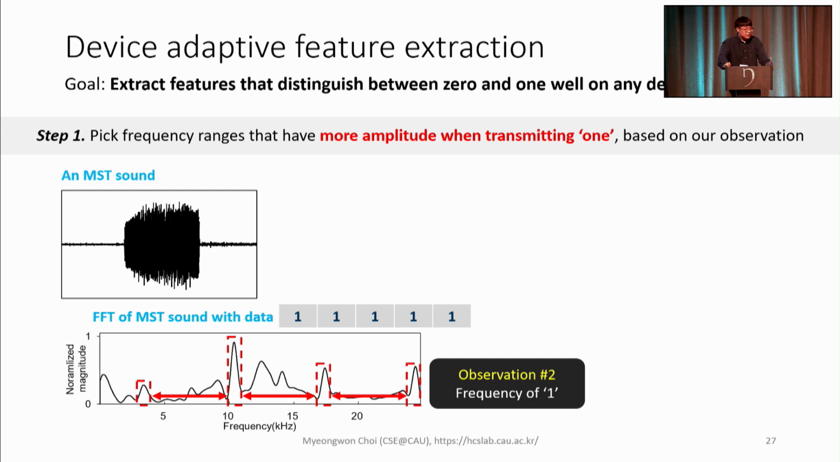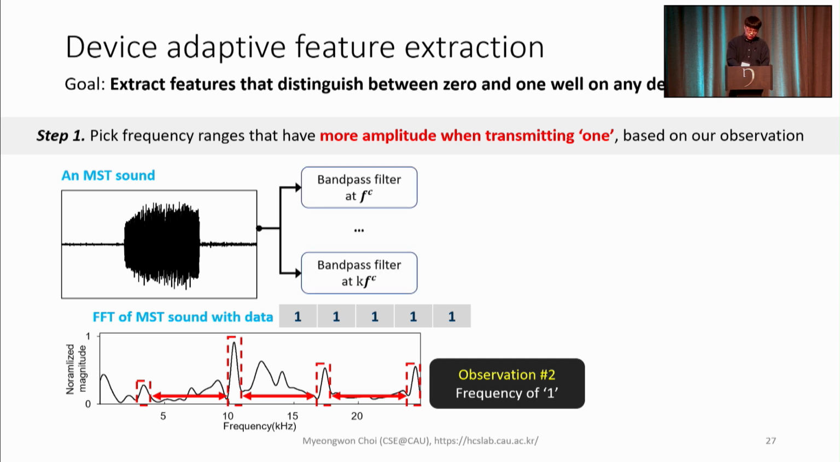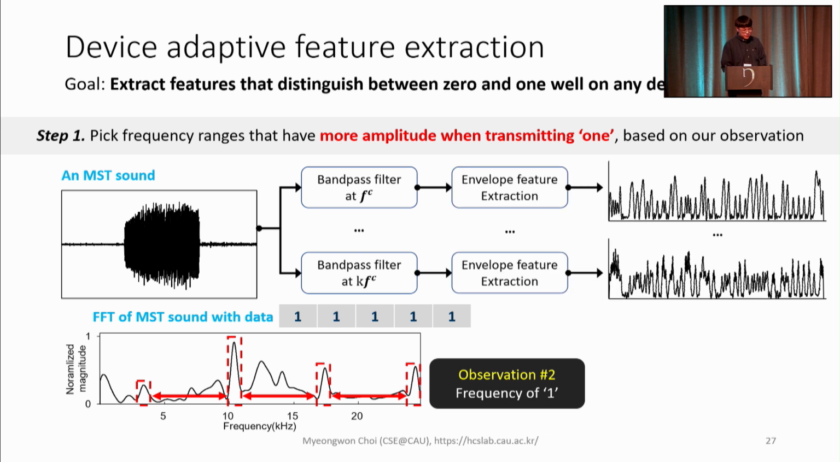After the MST sound is detected, we need to construct a feature that perfectly distinguishes between 0 and 1. Towards this, we construct a bandpass filter for the dominant frequency for transmitting a 1. Features extracted this way have more energy when the MST is transmitting a bit 1, and then we smooth out the derived feature by taking the envelope of the signal. And there will be some feature sets picked on multiple frequency ranges.